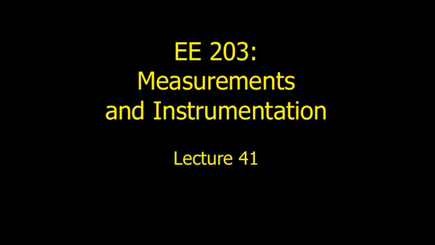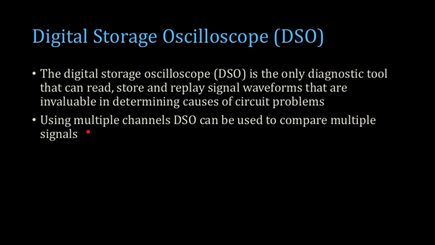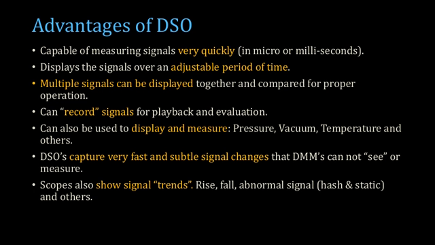So digital storage oscilloscope is an advanced form of CRO which can be used to read, store and display the waveforms which can be used to analyze the different circuits. You have multiple channels in DSO which can be used to compare multiple signals.